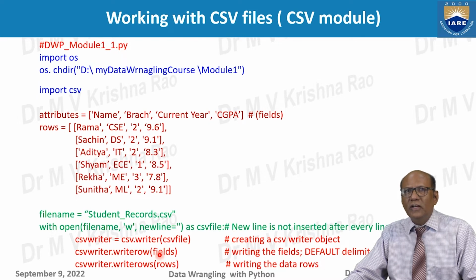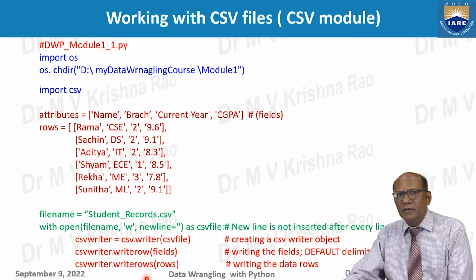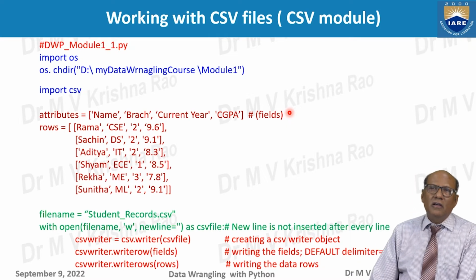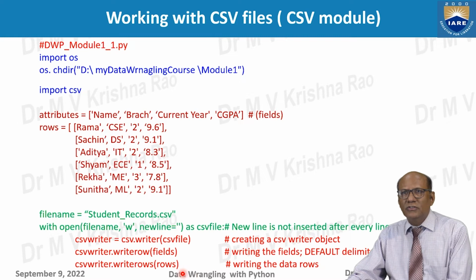And first you write the fields. Actually there is a typing mistake here, fields. I have replaced these attributes. These fields must be these attributes. It is a typing mistake, because I changed this one later, that's why it happened. Then csvwriter dot writerows. So this is the actual information, and these are the labels or column headers, the column labels. That is how you have written.